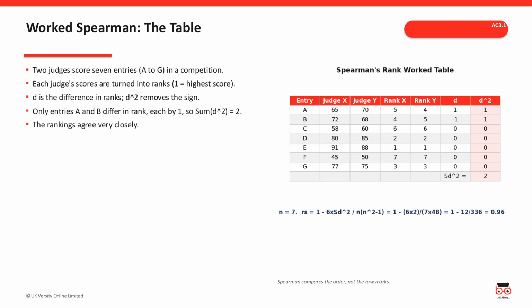Let's take two judges scoring 7 competition entries, A to G. Each judge's scores are turned into ranks, with 1 for the highest score. Then d is the difference in ranks, and squaring it removes the sign. In this case, only entries A and B differ, each by a single rank, so the sum of d squared is just 2. Straight away, that tells you the judges are agreeing very closely.